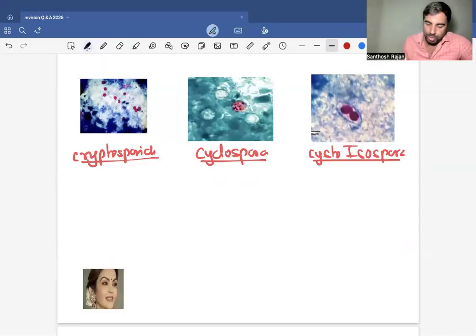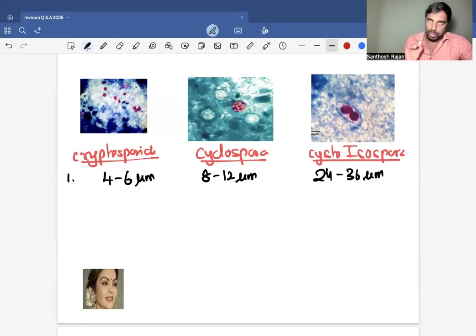First we'll talk about the size only. When you talk about size, Cryptosporidium is the smallest one. It is usually 4 to 6 micrometer, and if you double it, it becomes 8 to 12 micrometer. Again you double it, 24 to 36 micrometer. Okay, this is the first point, size. Very, very important is size.